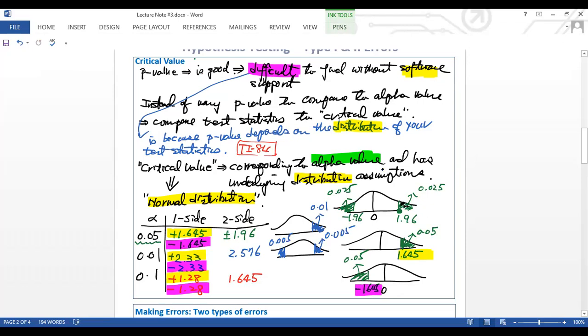So now, instead of comparing the p-value, you're going to compare the test statistic to the critical value. Because the p-value is difficult to find, but with the test statistic, you compare it to the critical values here.